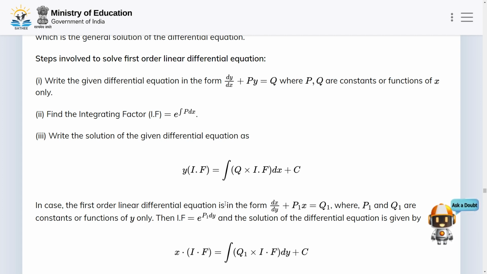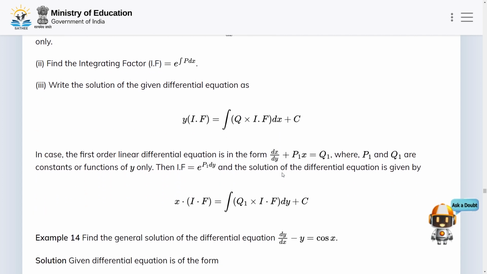Now your final answer will be y multiplied with the integrating factor is equal to the integration of q multiplied with the integrating factor dx plus some constant. This will be your general answer of the given differential equation, the first order linear differential equation.